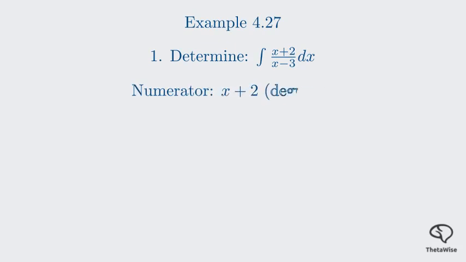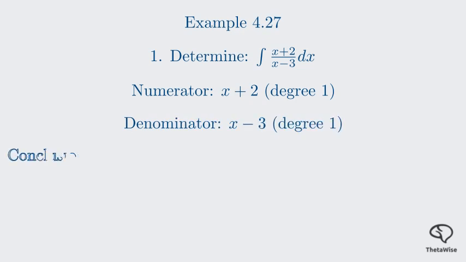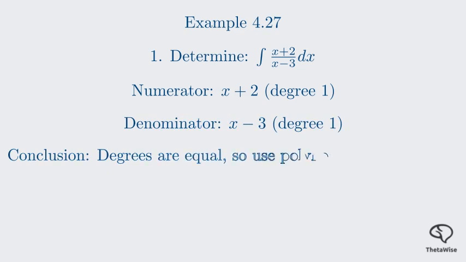Our first problem is to determine the integral of the fraction x plus 2 divided by x minus 3. Let's apply our rule. The numerator is a linear polynomial, degree 1. The denominator is also a linear polynomial, degree 1. Since the degrees are equal, the degree of the numerator is not less than the degree of the denominator. Therefore, we must use polynomial long division. Let's perform the long division.